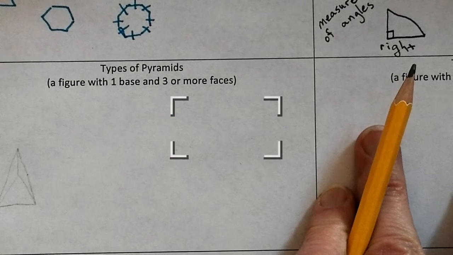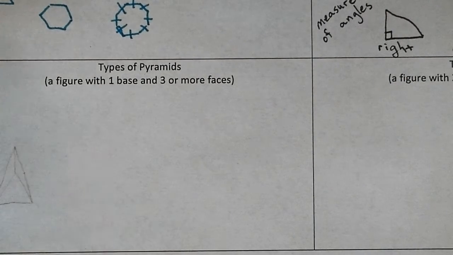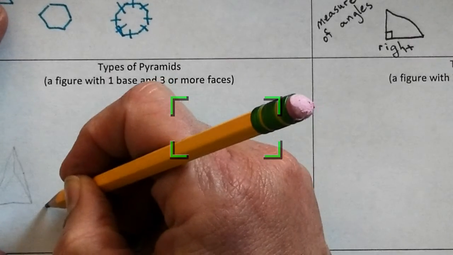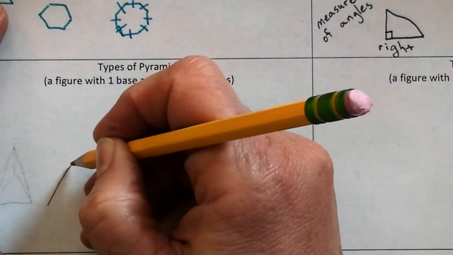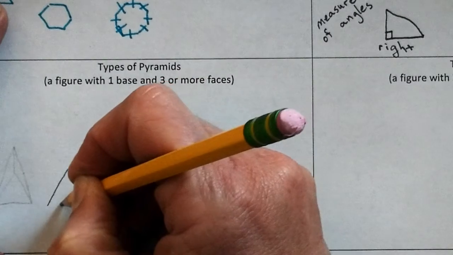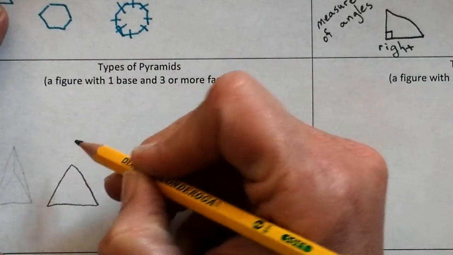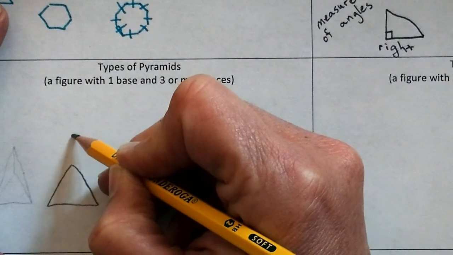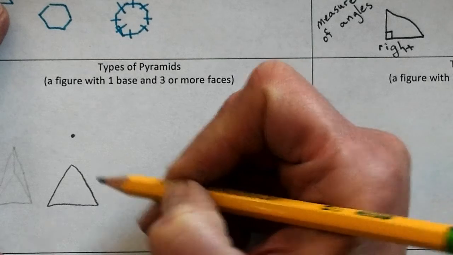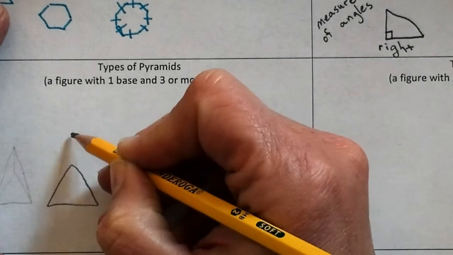So when we do a pyramid, we're going to start with a base, and I'm going to start with a triangular pyramid. So I'm going to draw a triangle for my base, and then a pyramid is going to come to a point. So I'm going to draw my point, and then the next step is just to connect all of the vertexes of my triangle to that point.